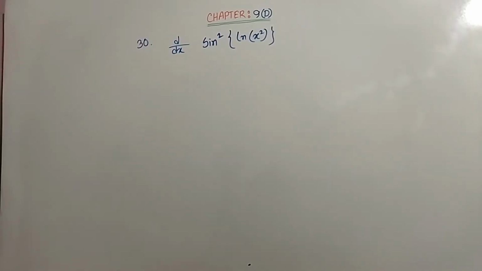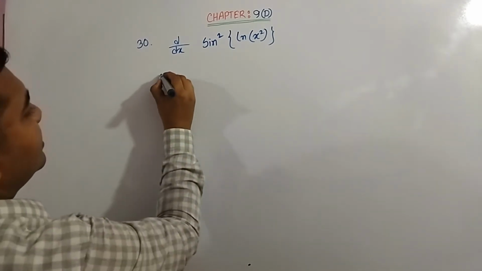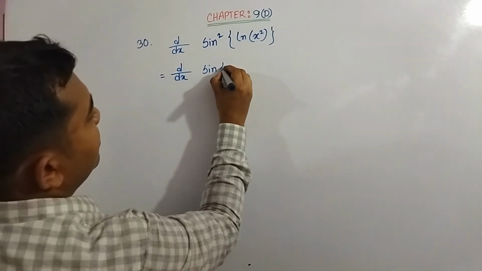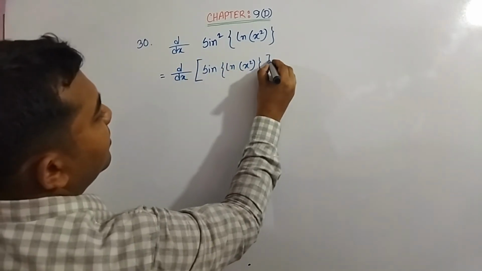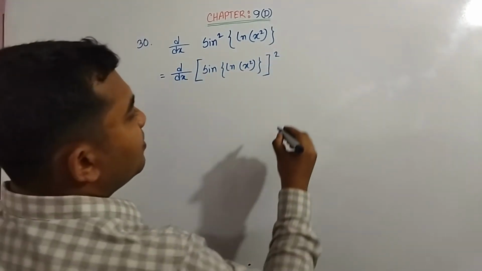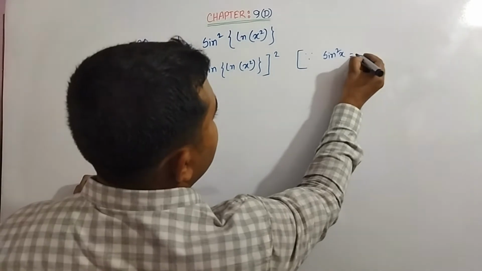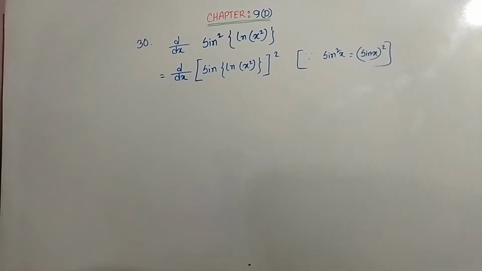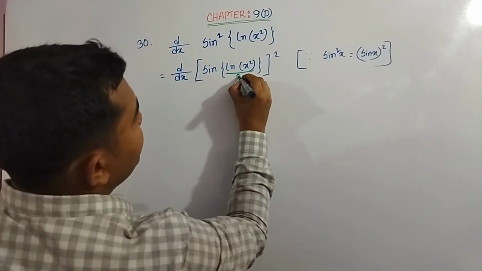So dear students, how can we solve this? First of all we have to write the line this way: d dx of sine ln x square, whole square. Why? Because we know that sine squared x can be written as sine x whole square. So here we have to assume that this part is equal to x.